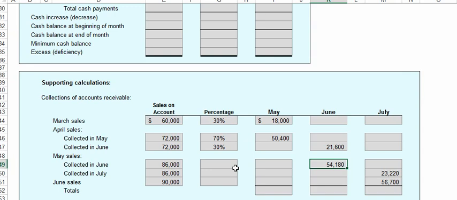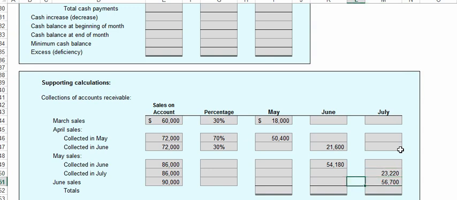Alright, then May sales on account, 30% of those will be collected in July. I multiply by 0.9 to get to the sales on account. Again, another way to do that, we say 86,000 minus the 8,600 in cash sales, then multiply by 0.3 or 30%, and that gets you the amount of May sales on account collected in July.